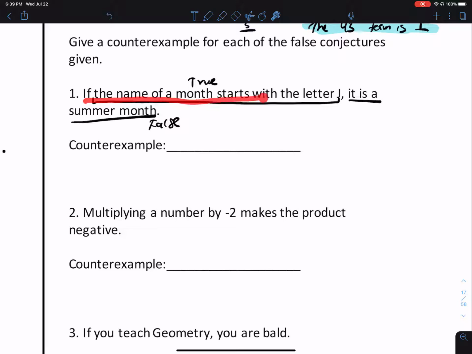If the name of a month starts with the letter J, it is a summer month. So can you think of a month that starts with J, but that's not a summer month? Sure, how about January? January is a counterexample. It makes the first part of the statement true, that's the hypothesis, makes the conclusion false.